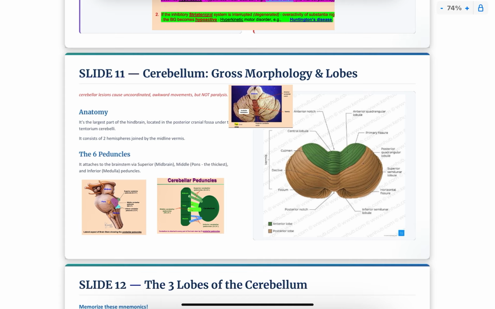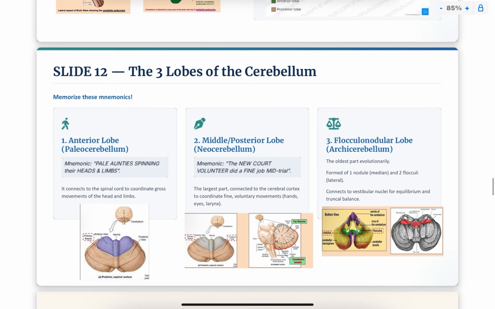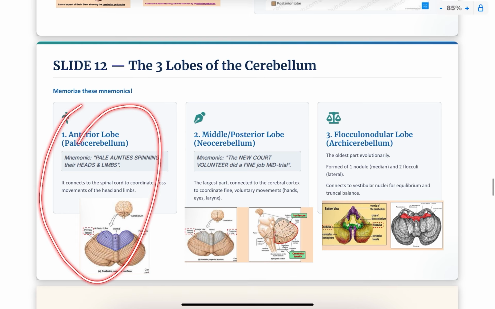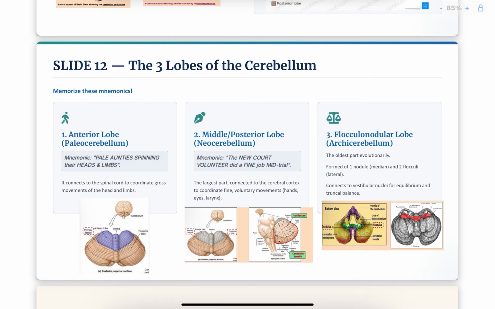So let's get going. And right now we're going to talk about the three lobes of the cerebellum, and each and every one has a different major function. So let's start first with the anterior lobe, which we also call the paleocerebellum. The mnemonic here to remember is pale aunties spinning their heads and limbs.